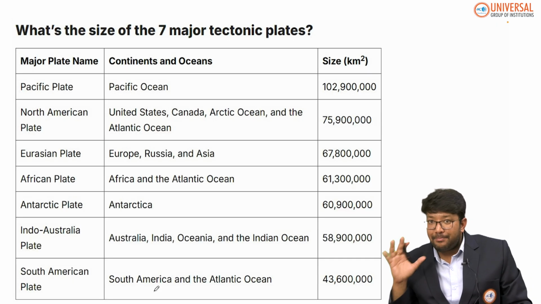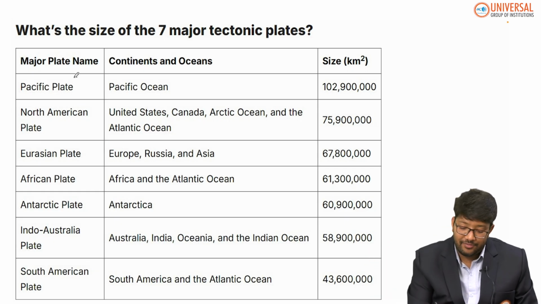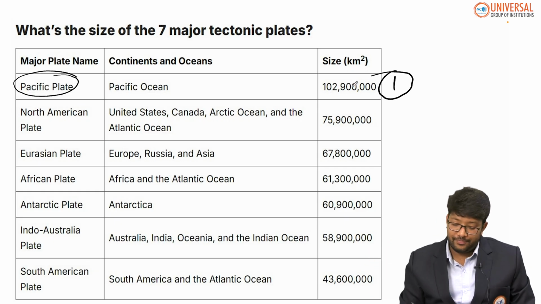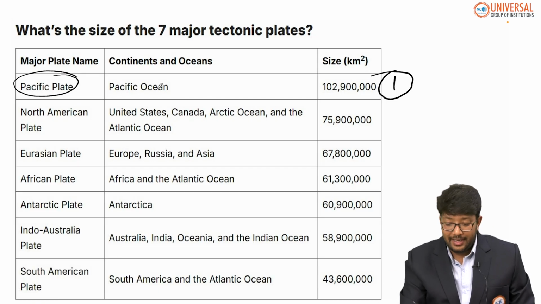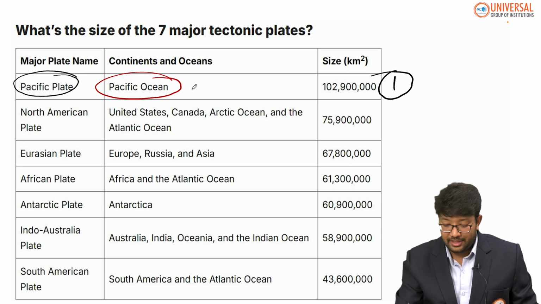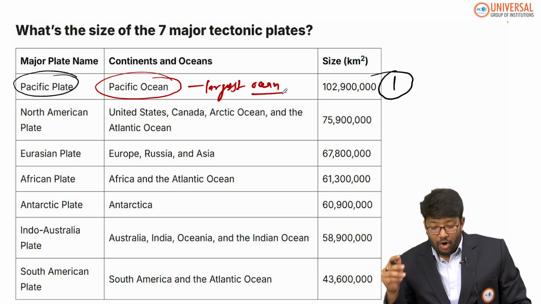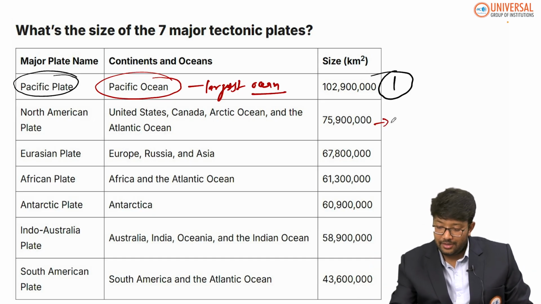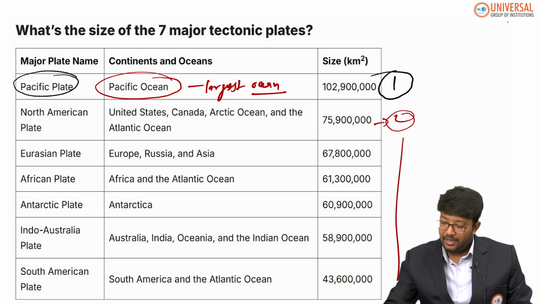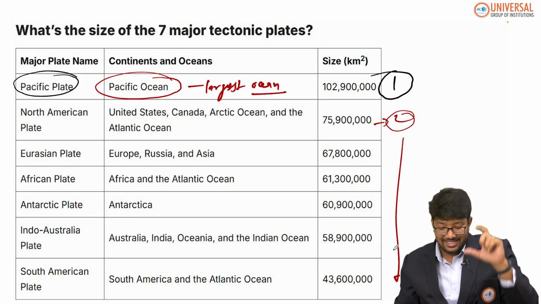So if we compare the size of these plates, the Pacific plate comes in the first position. Why? Because the Pacific Ocean is the largest ocean in the world. Second number, the North American plate. The continents include USA, Canada, the Arctic Ocean, and the Atlantic Ocean. These all come under the North American plate, in the second position. These all are the seven major tectonic plates sizes.